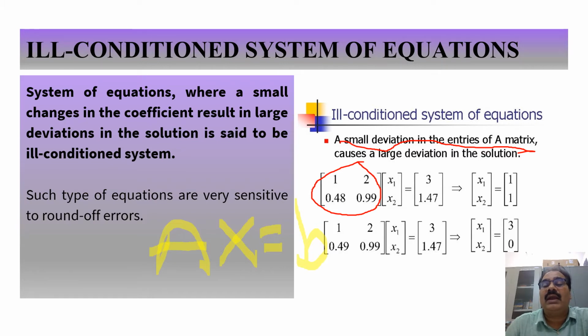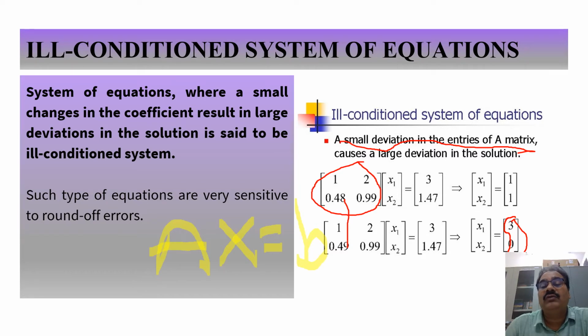You may write it like this: after solving and equating the matrices, you will get two equivalent matrices. But observe here, if there is a small change from 0.48 to 0.49 and the rest of the entries are the same, then you notice this value is 1, 1, but here this is 3 and 0, with only a small change. It means a huge change.